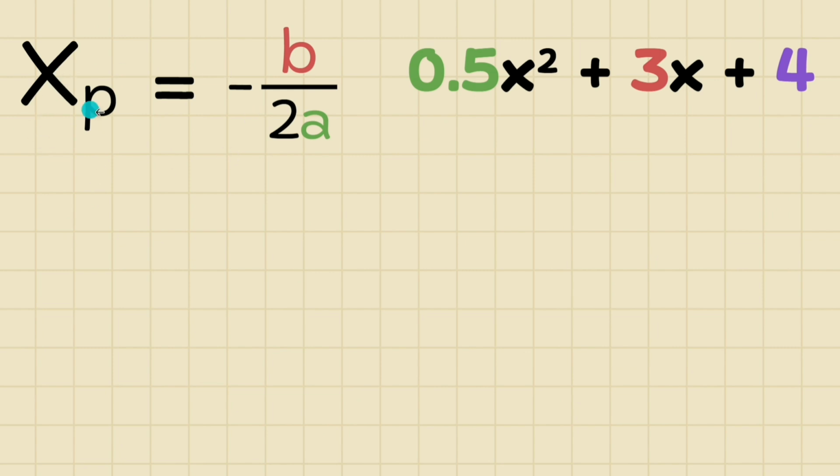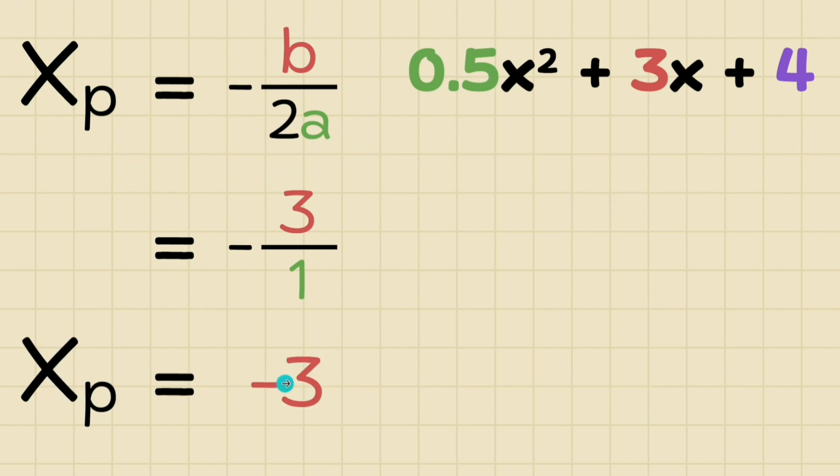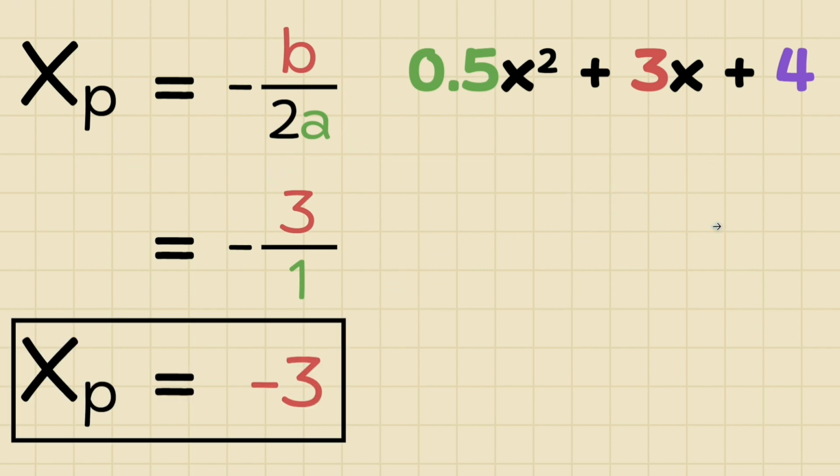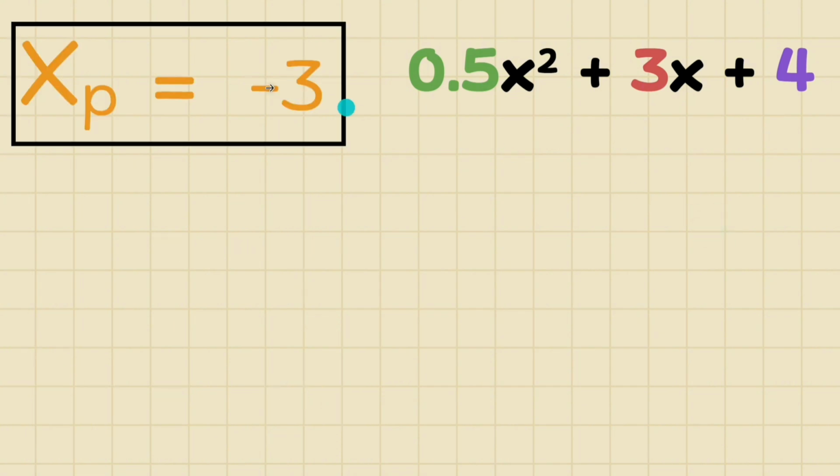Here, let's just try to find xp first. So this would be negative b over 2a. B here I've highlighted it as here, 3. And 2a would just be 0.5a times 2, which is 1. So xp is equal to negative 3. Box. Okay, let's save this first.